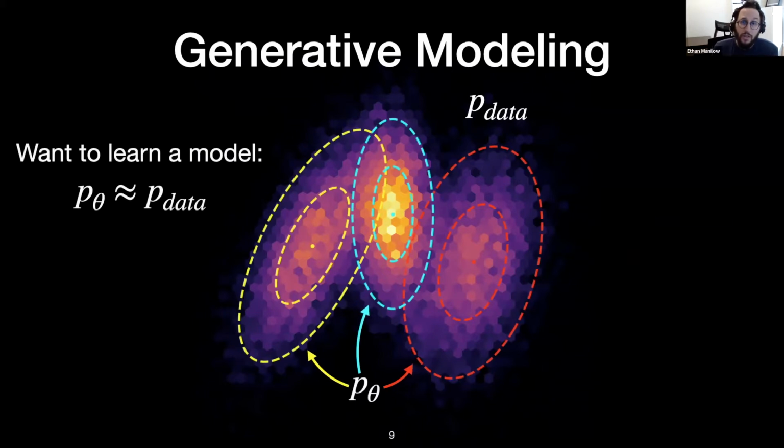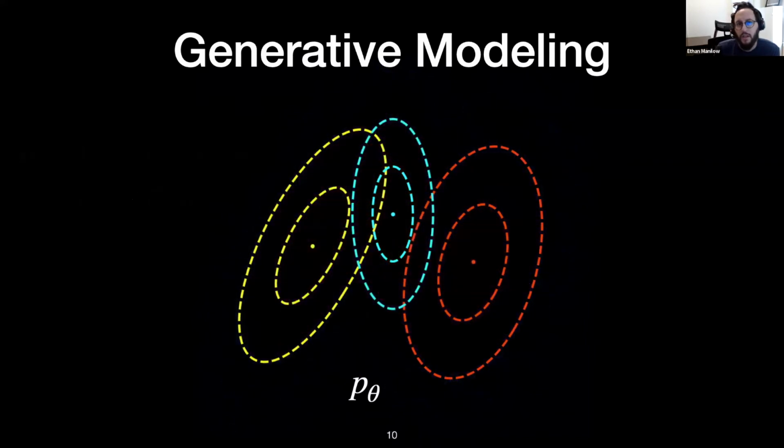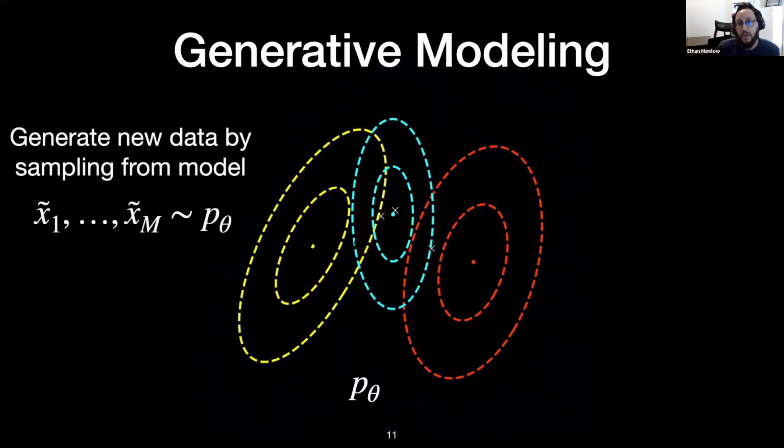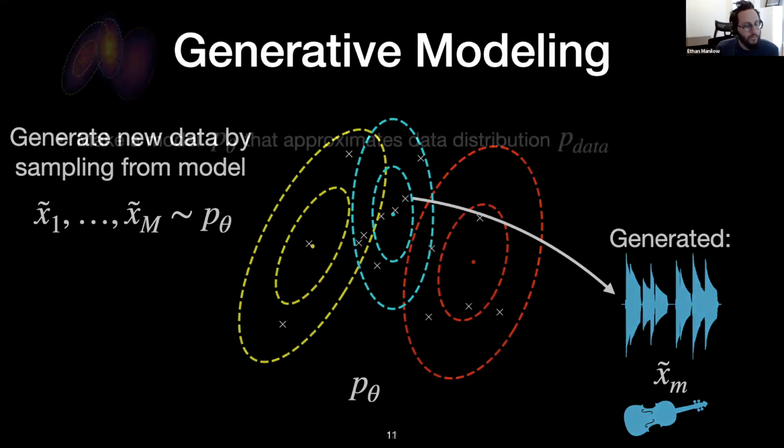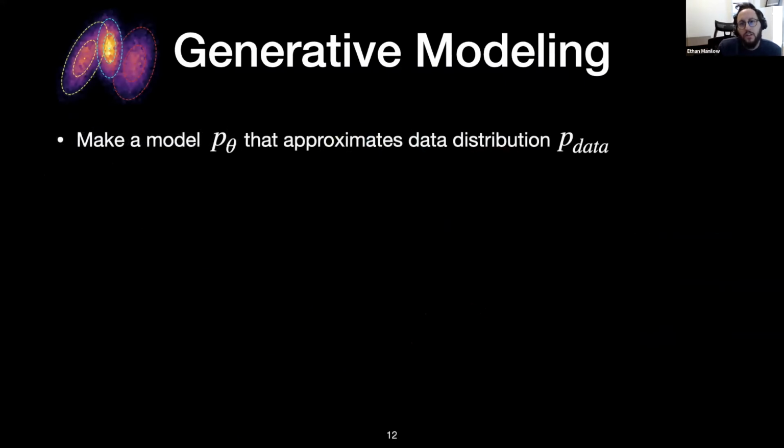In generative modeling, despite this, we want to make a model P_theta, the Greek letter theta here, that approximates this underlying distribution given only the set of examples in our data set, which were all the dots in the earlier slide. So when this model is trained, we can create new data by sampling from this distribution that the model learned. And in this case, we get a brand new, never before heard violin excerpt. So in summary, in generative modeling, we want to learn some model that approximates the distribution of our data, and then we sample from that model to create new data.